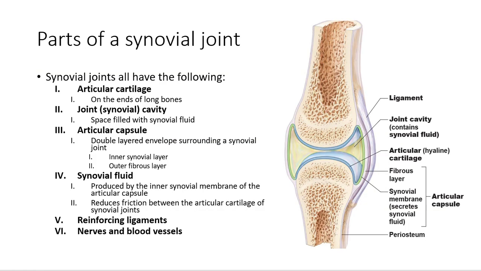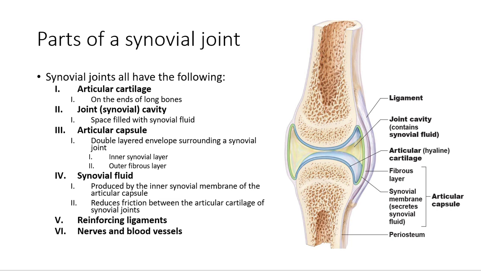Here we can see the parts of a synovial joint. You have the articular cartilage and the articular capsule, which form the boundary around the joint cavity. The joint cavity is the main component or characteristic of a synovial joint, and it's filled with synovial fluid. The inner synovial layer of the articular capsule makes the synovial fluid, which is a thin fluid that reduces friction between the articulating bone ends.